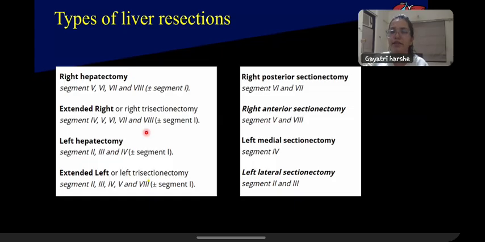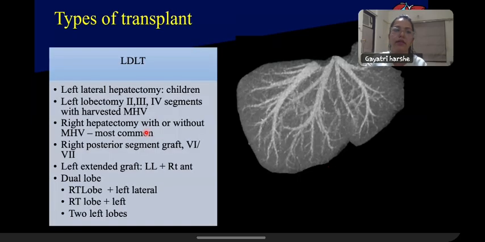Then there can be only sectionectomy, as we saw: right posterior section is segment 6 and 7, right anterior is segment 5 and 8, and left medial sectionectomy is segment 4, that is 4A and 4B, and left lateral sectionectomy is segment 2 and 3.